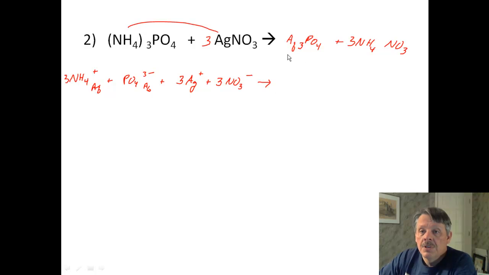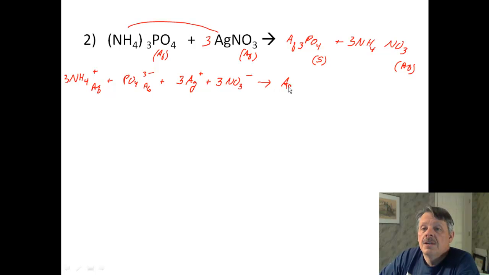Well, we said that our silver phosphate was going to be a solid, if you remember. And over here, this thing's aqueous. Remember, we also said these two are aqueous. Remember, anything with nitrate's aqueous. And we looked up ammonium phosphate and found out it was aqueous. So the silver phosphate is going to stick together. So that's Ag3PO4, and that's a solid.